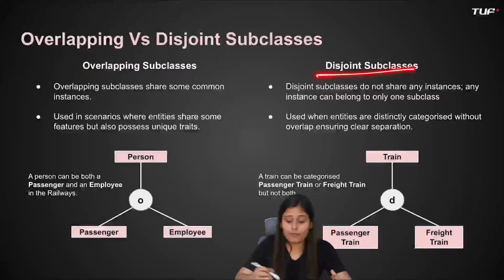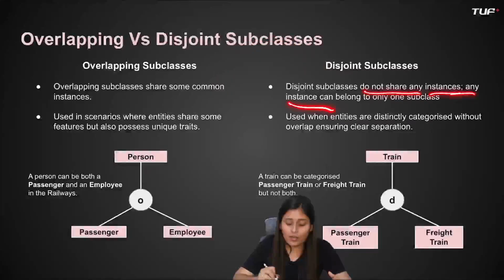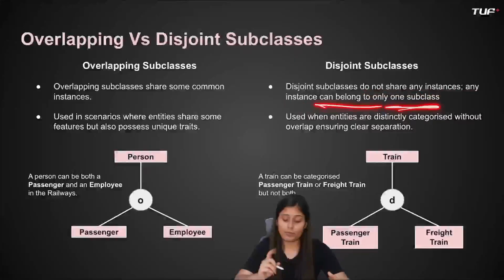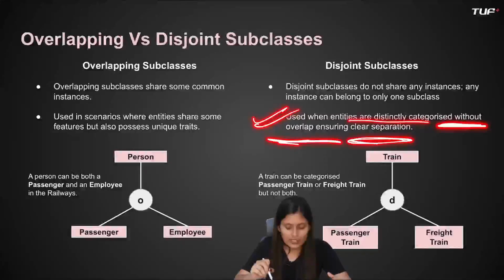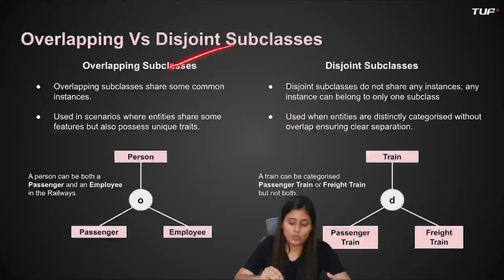Next is disjoint subclass. This is totally opposite to it. Here the subclasses do not share any instances, and an entity cannot belong to more than one subclass. It is basically used when entities are distinctly categorized without overlap, ensuring clear separation. So this is totally opposite to the overlapping subclass. Here no such properties remain the same.